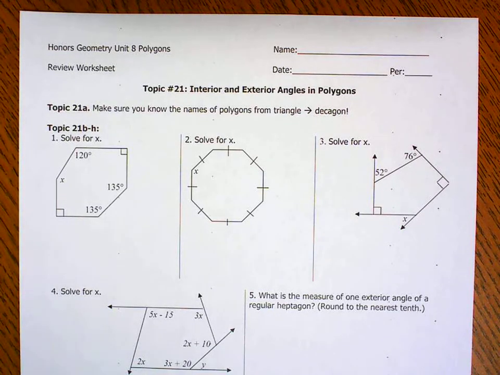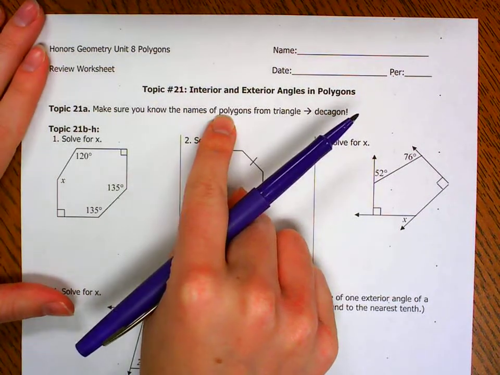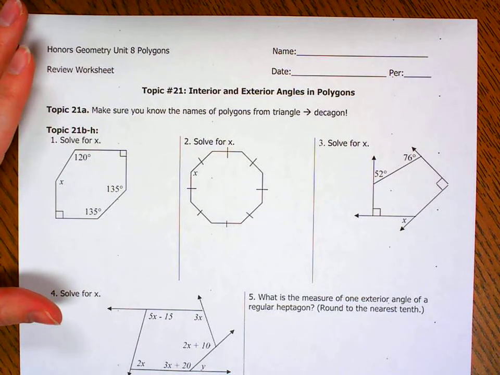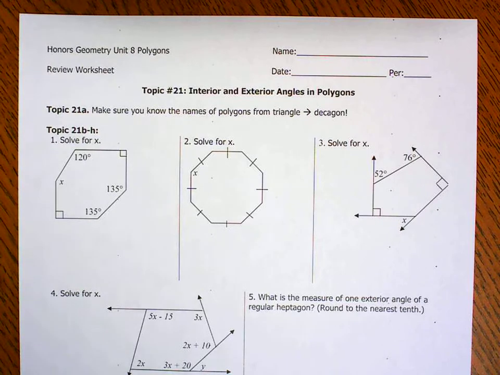Okay guys, here's the first page of the honors review packet for the Unit 8 Polygons unit. Let's get started. Okay, so for topic 21, it says make sure you know the names of polygons from triangle to decagon. So from n equals 3 all the way up till n equals 10, you need to know the name of those polygons. So for instance, n equals 3 is a triangle, n equals 4 is a quadrilateral.